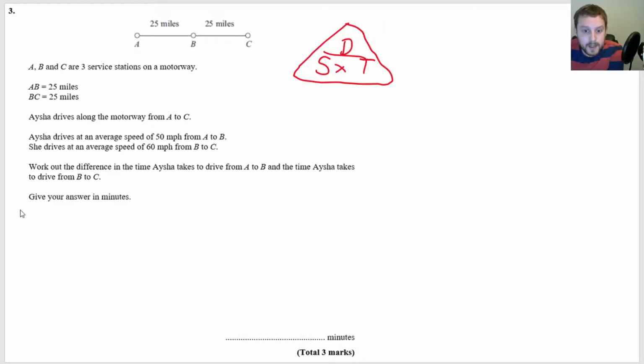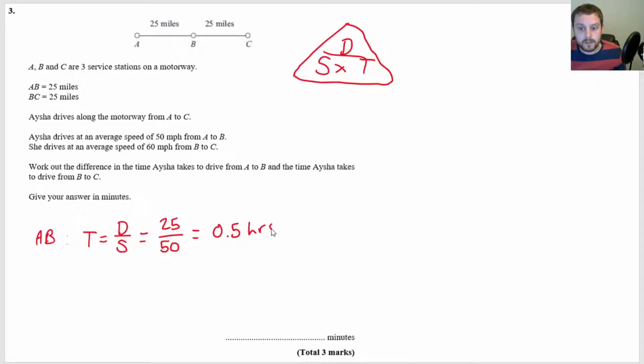So from A to B, we are going to work out what the time is. The time is distance over speed. I'm just using my formula triangle. If you cover up time, it's distance over speed. So the distance is 25 and the speed is 50. So this is 25 miles over miles per hour, which gives me 0.5 hours.